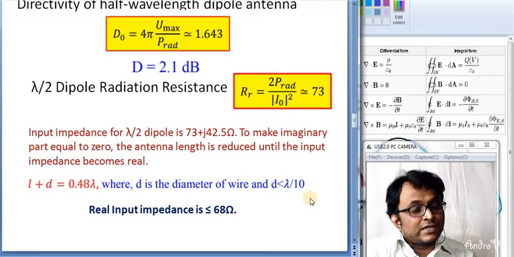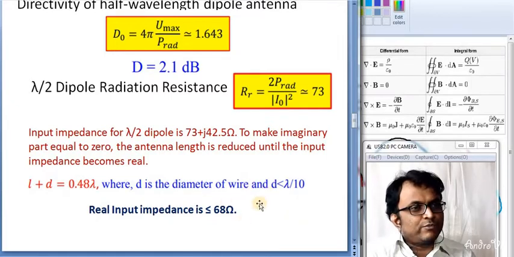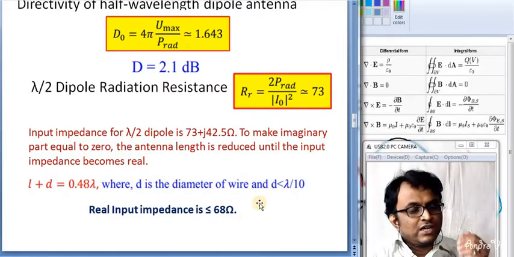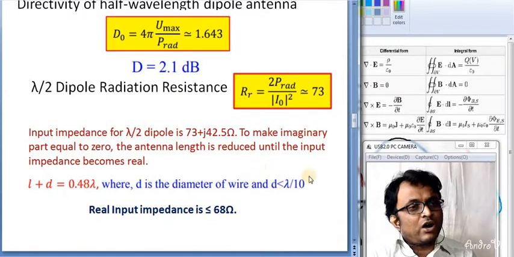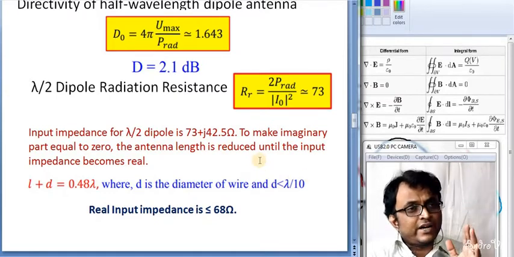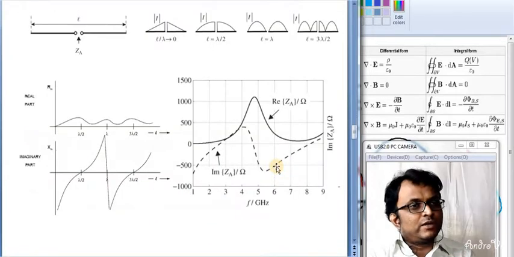There are other techniques also to match this. There is the stub matching technique, single stub matching, double stub matching. There are different techniques used there. I am not going into the details of that because it is another topic of transmission lines. For that case, we are talking about how, from the antenna end, we can make the antenna good enough for matching to these cable purposes.